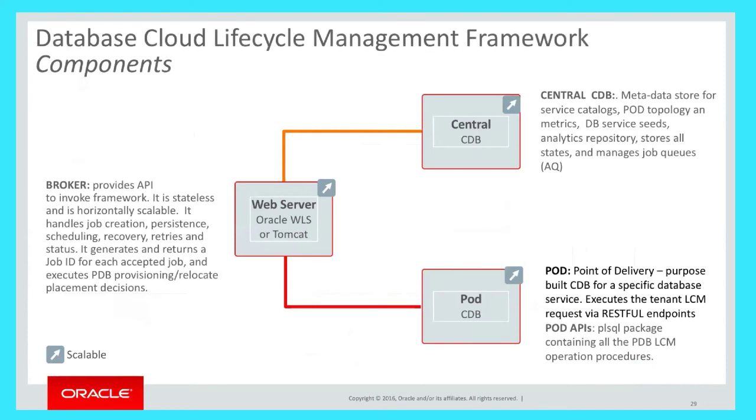So as a job comes in from either the control plane or directly from a service console, the broker will assign a job ID to that particular task, do a lookup in the central CDB, and then communicate with the pod container database for that provisioning request.